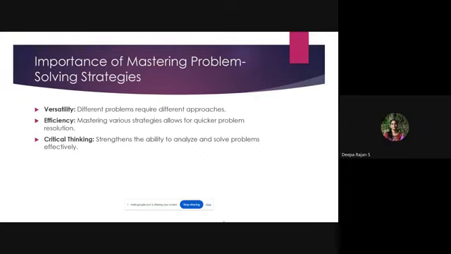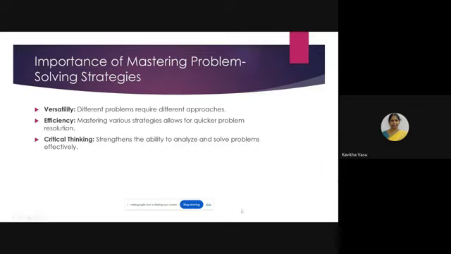Yes, ma'am. Continue. Okay. The next slide is the importance of mastering problem solving strategies. This emphasizes the need to master various problem solving strategies. These have versatility, efficiency, and critical thinking. This is very important for problem solving technique.